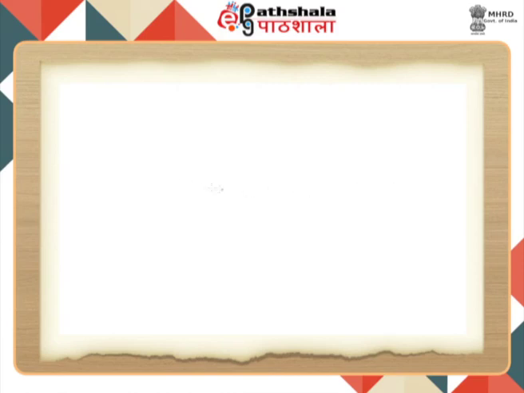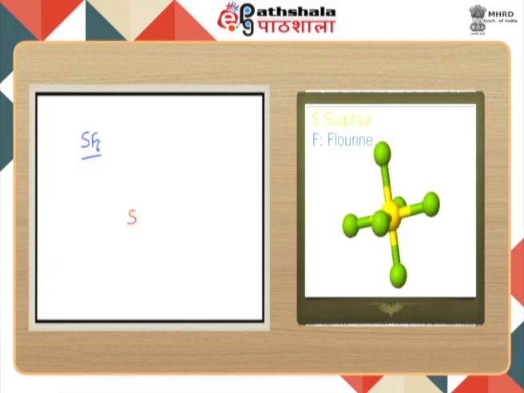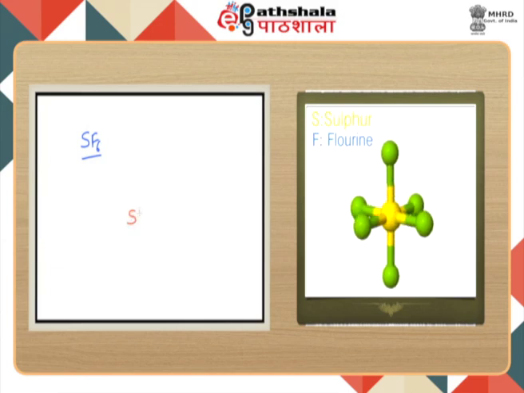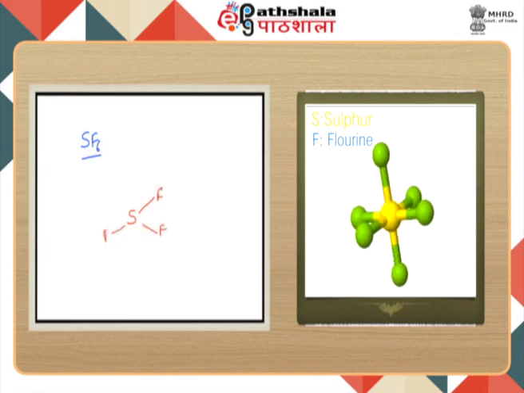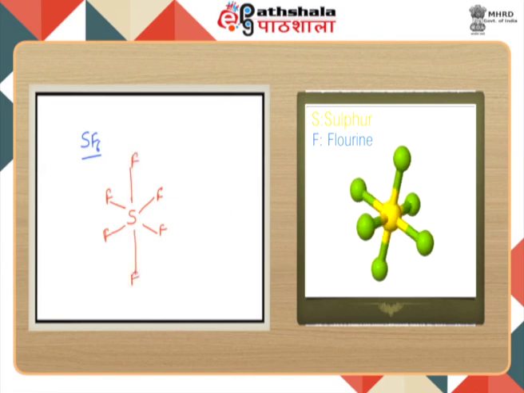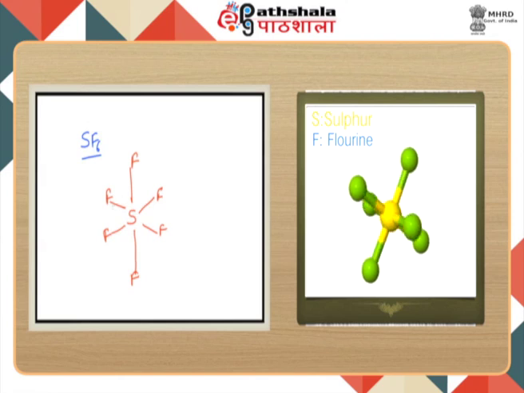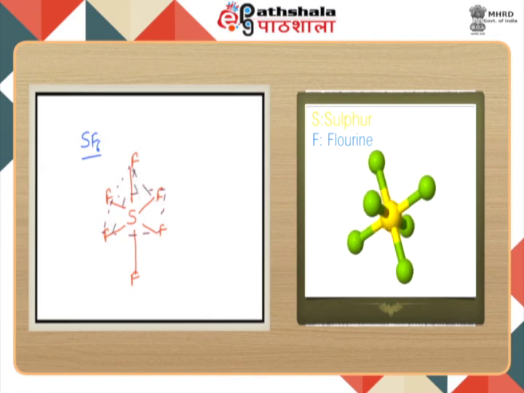Moving to the next example, which is SF6, that is sulfur hexafluoride, and you are already aware that the structure of sulfur hexafluoride is octahedral, whereby you have these 4 fluorines in one plane and one fluorine on the top and one on the bottom. So as a result, you have this octahedron which is there.